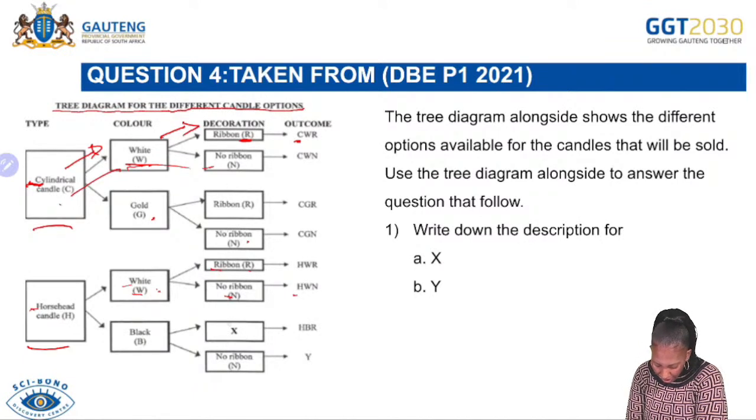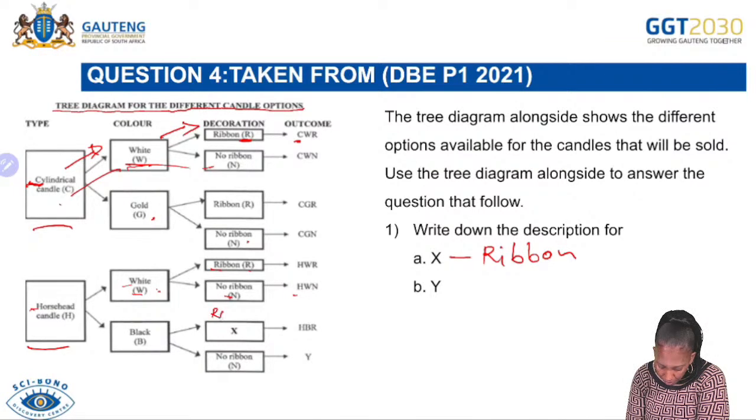Looking at this, under the decorations, we have ribbon, no ribbon, ribbon, no ribbon. You just follow the sequence. The top one says ribbon, the other one no ribbon, ribbon, no ribbon, ribbon, no ribbon, meaning here it will be ribbon for X. X here will be ribbon.